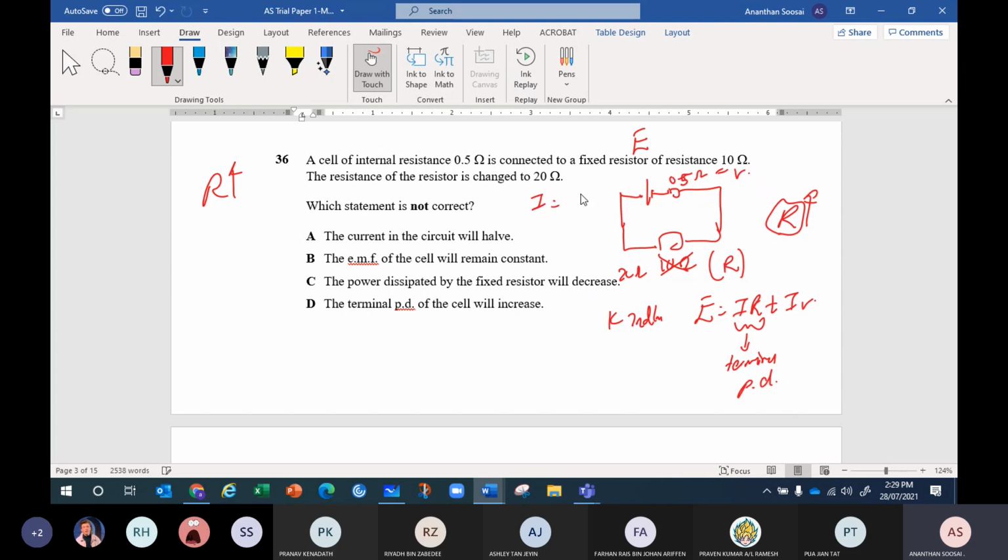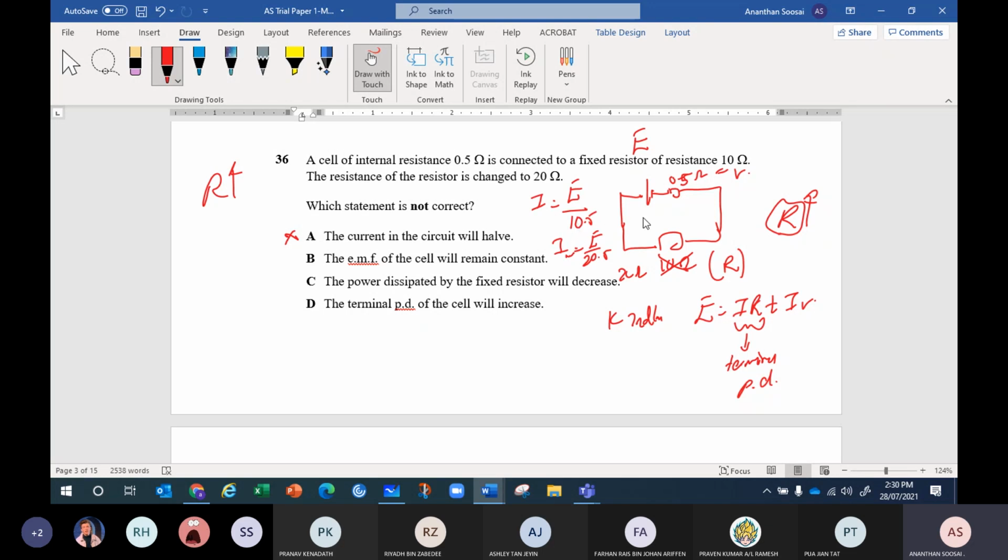Current is what? I equals the total EMF E over the total resistance. Last time it was 10.5. Now it is 20.5. Is it half? For the new current to become half, the resistance would have to be 21, right? This is 10.5, this is 20.5. So not quite close, but not exactly half. Okay, so which statement is not correct? A looks like not correct, but it's quite close to half actually.